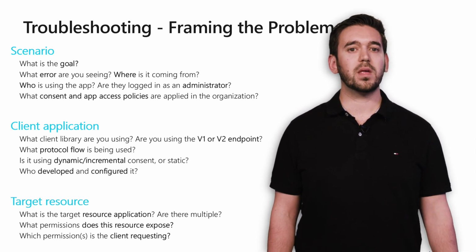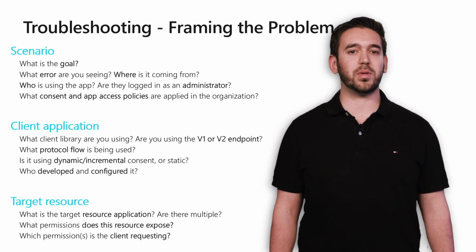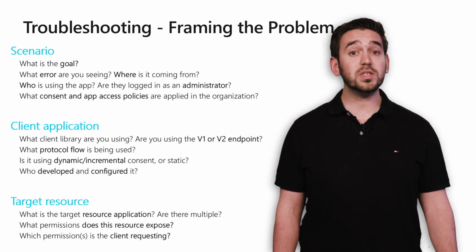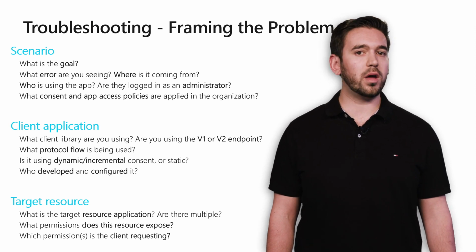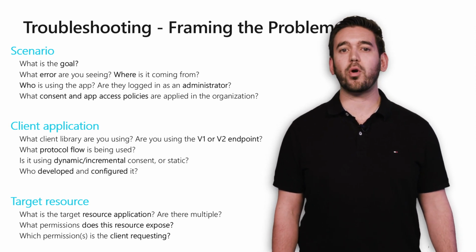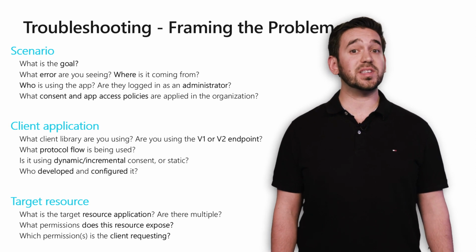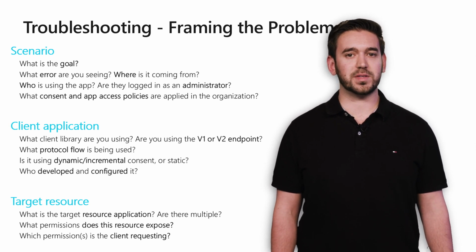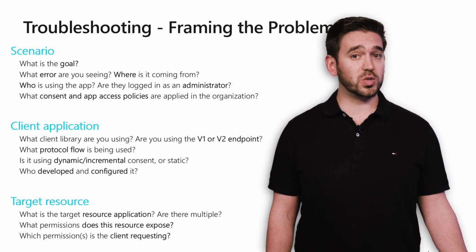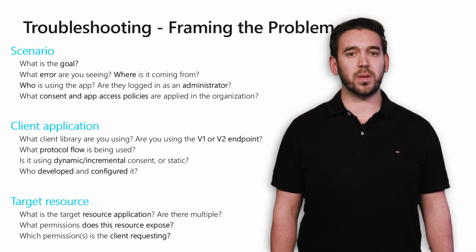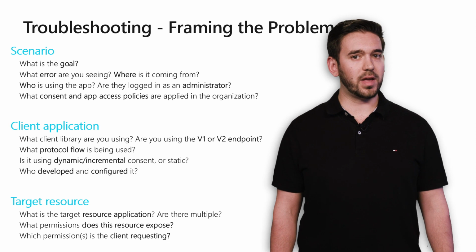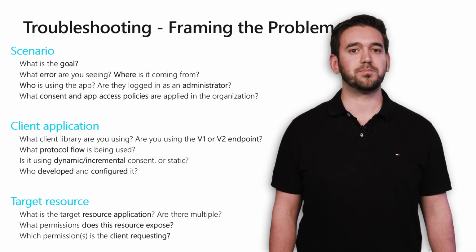organization? Next, it's important to think about the application itself. Is it using a client library? If so, which one? Is it targeting the V1 or the V2 endpoint? What protocol flow is being used? Is it using static, dynamic, or incremental consent? If you don't know the answer to these questions and didn't build an app initially, it'd be good to get that information from the person who did. It's going to save you a lot of headaches and troubleshooting down the line.